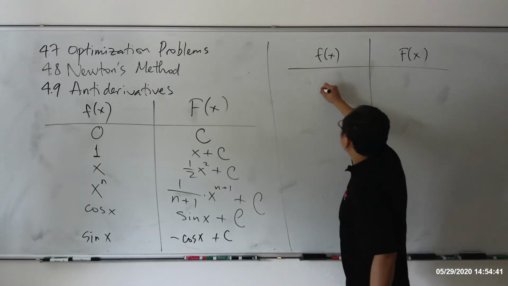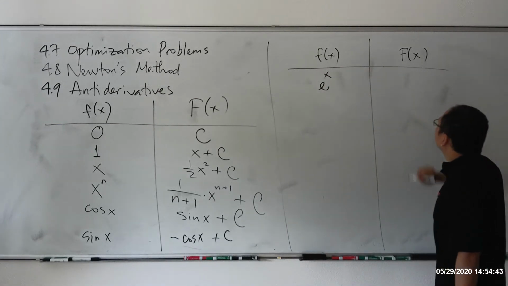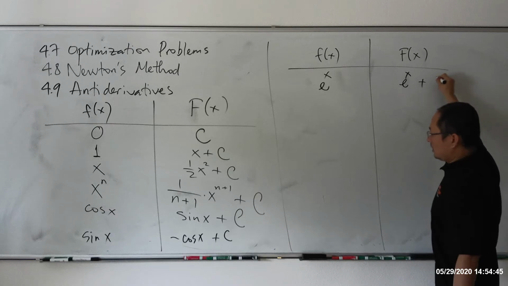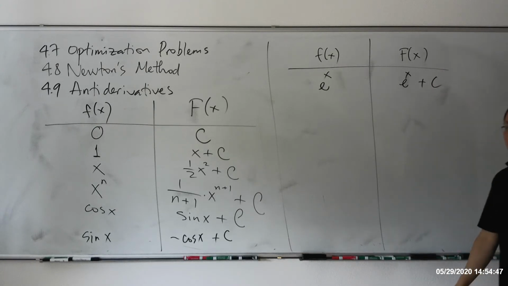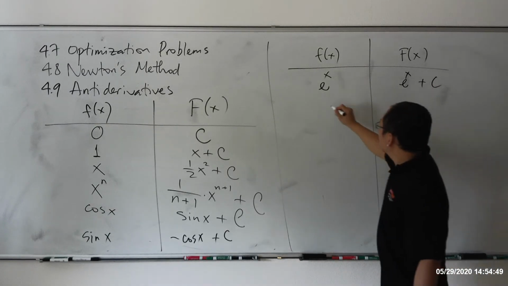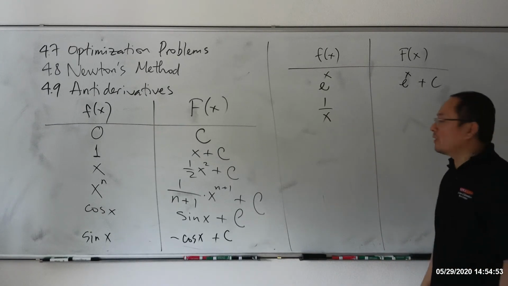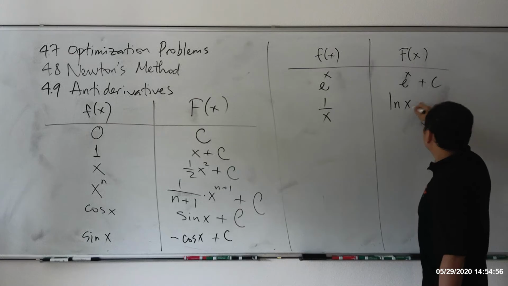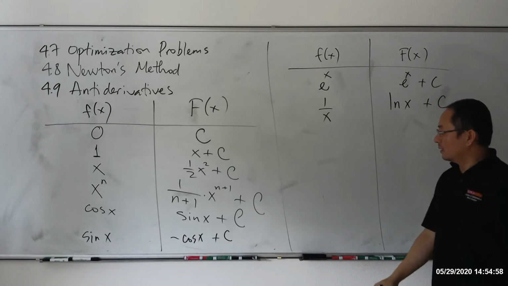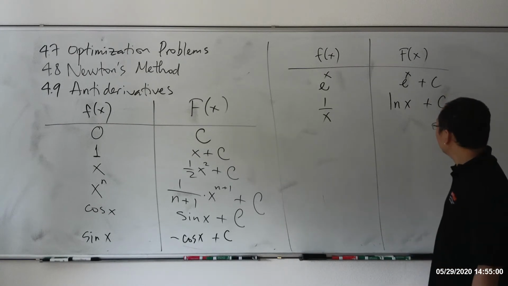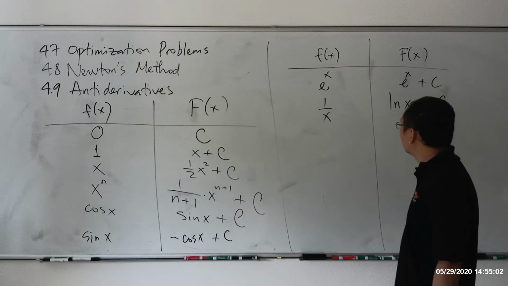Okay? This is e to the x. This is e to the x plus c, right? The derivative of e to the x is e to the x. If this one is 1 over x, what function has a derivative equal to 1 over x? It's ln of x plus c. So far, so good.